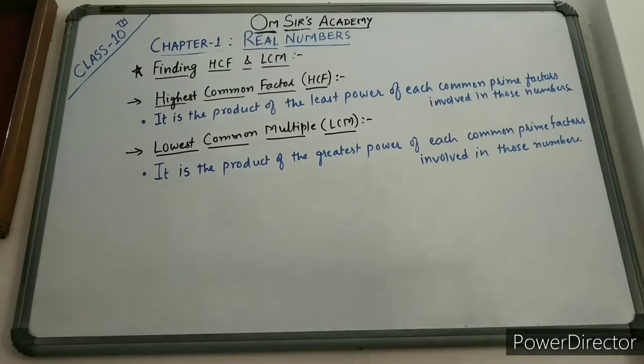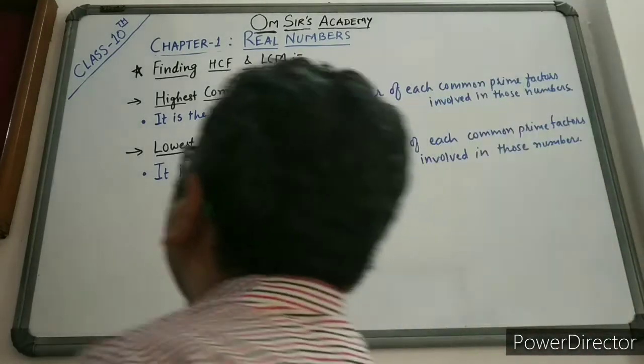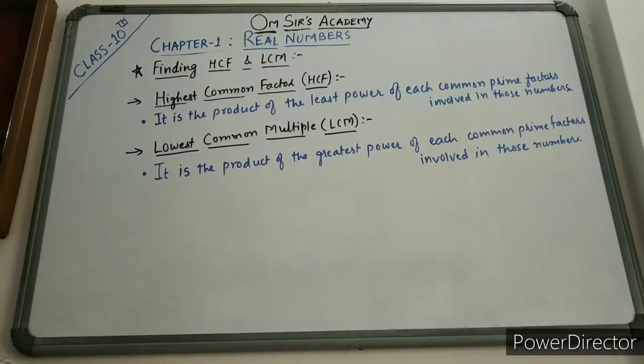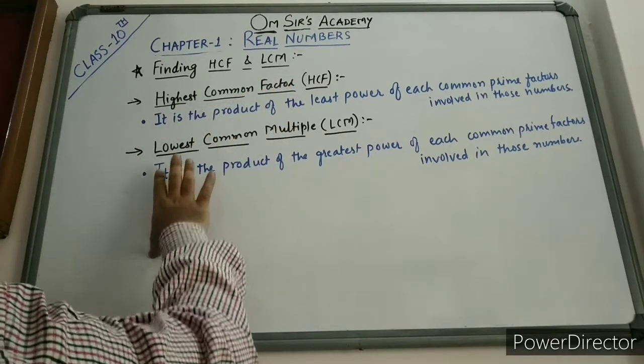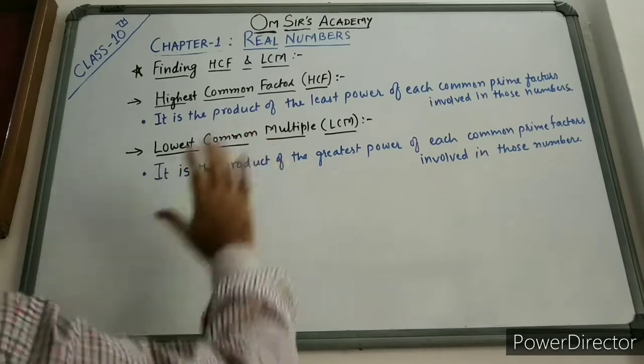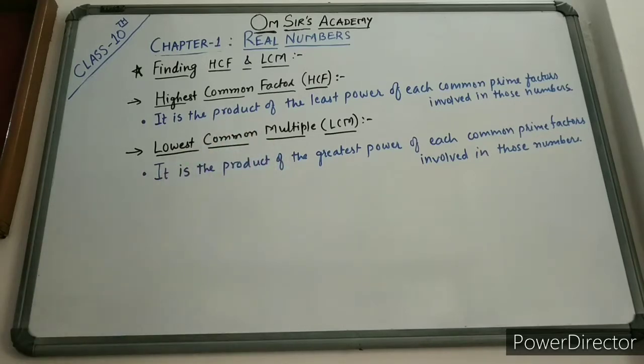So friends, now finding HCF and LCM. This is a very old concept; we have studied it in lower standards. We know that HCF is the highest common factor and LCM is the lowest common multiple. So friends, what is HCF?